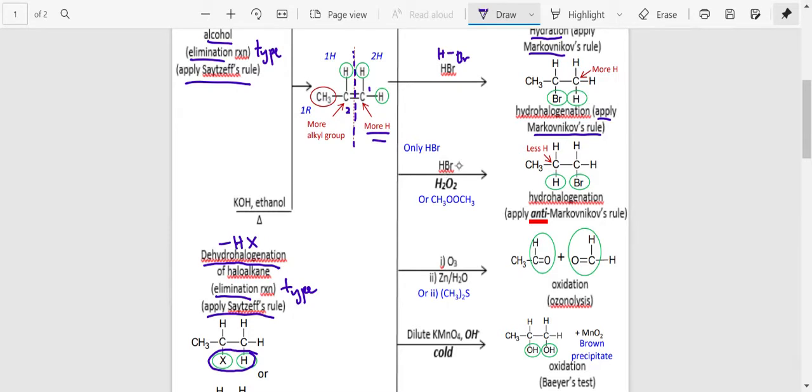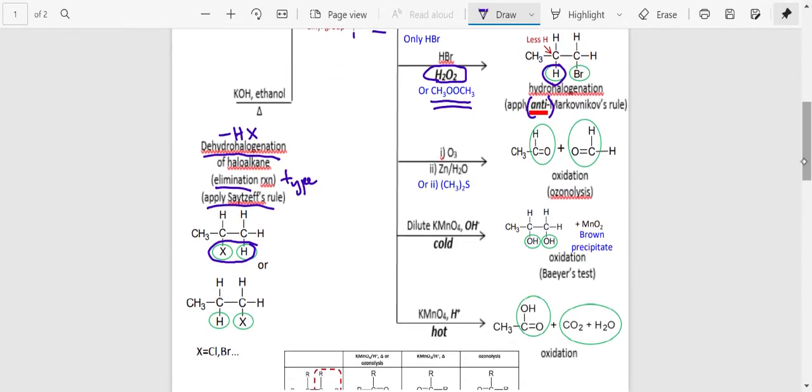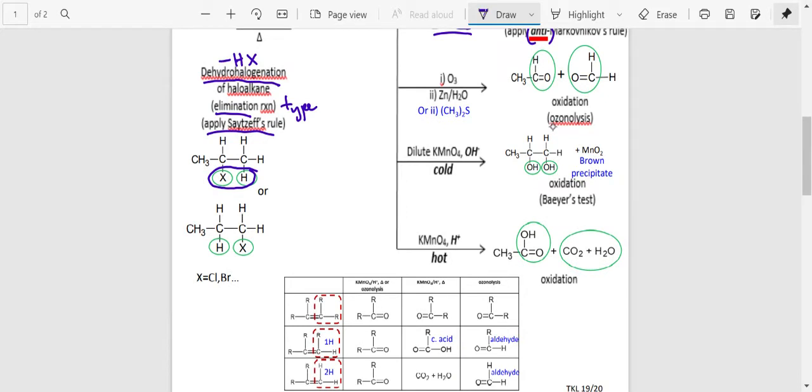If we have HBr, and you can see here H2O2 or CH3OOCH3, the peroxide, then you must apply anti-Markovnikov, meaning that this time hydrogen goes to the carbon with less hydrogen, and it's only for HBr. We don't use HCl.